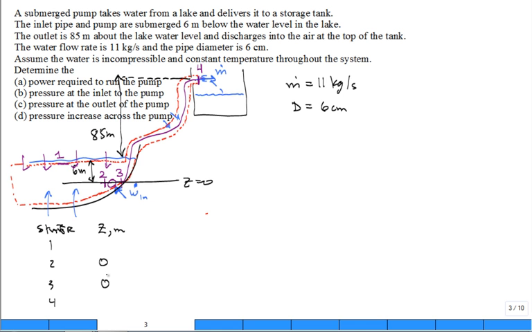What's the elevation of state 1? 6 meters. What's the elevation of state 4? Think about it for a minute.